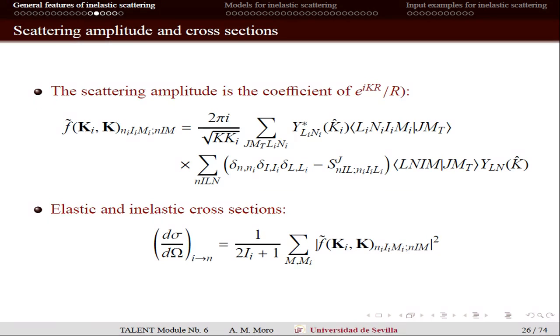Okay, and then finally the cross-section is related to the square of this amplitude. This amplitude will depend actually on the projection of the spin of the projectile or the target. So you see there is a projection here, and this is something actually that can be measured. So this is an observable.